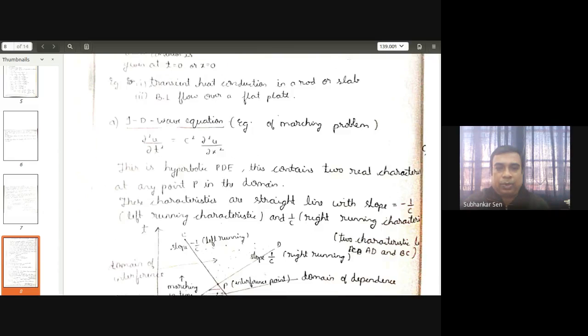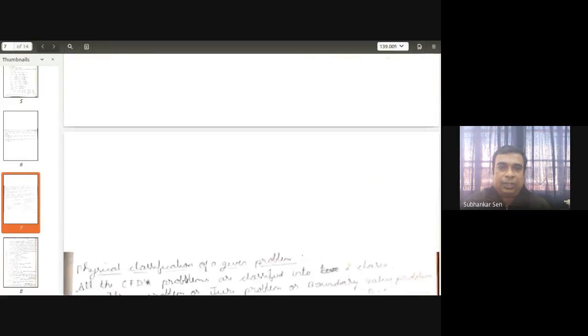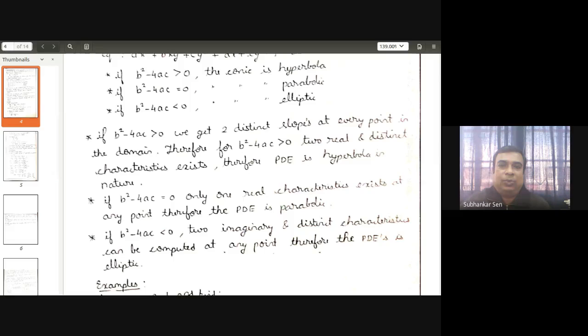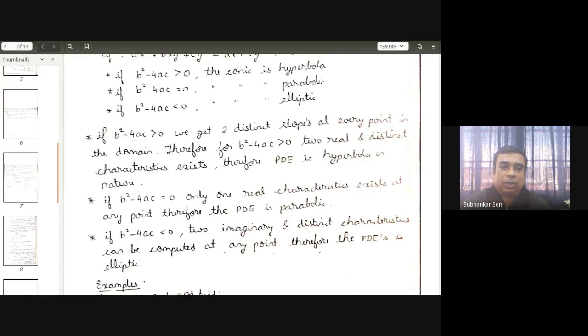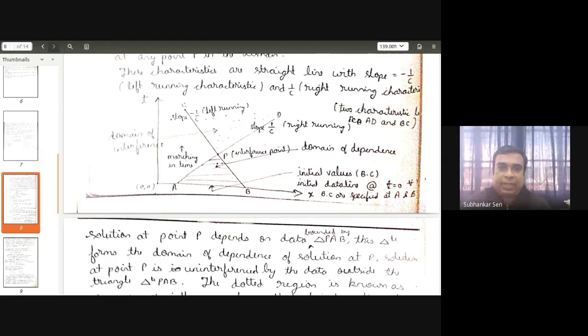Mostly it is true. Okay, so we have shown some details about this wave equation. There are two characteristics. As I was telling you, for the wave equation, b square minus 4ac is greater than 0. It has two real characteristics. So we have written here b square minus 4ac is greater than 0. We have two distinct slopes at every point in the domain. So we have two real distinct characteristics. If you look into this wave equation solution, this is one characteristic, this is another characteristic. These have two different slopes, and this is a particular point.